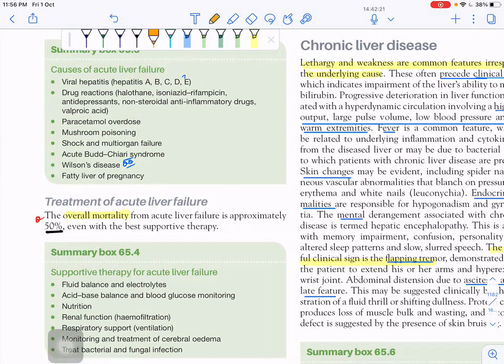What do you see about the drugs? What are the drug reactions? So see halothane, isoniazid, rifampicin, antidepressants, NSAIDs, valproic acid, and paracetamol. Okay, these are the drugs causing it, and mushroom poisoning. And you have to see about acute Budd-Chiari syndrome.